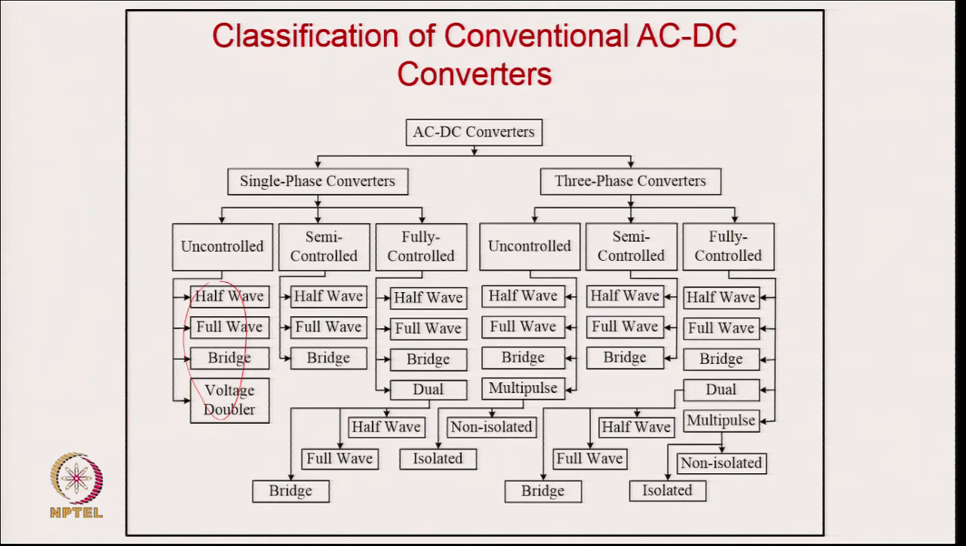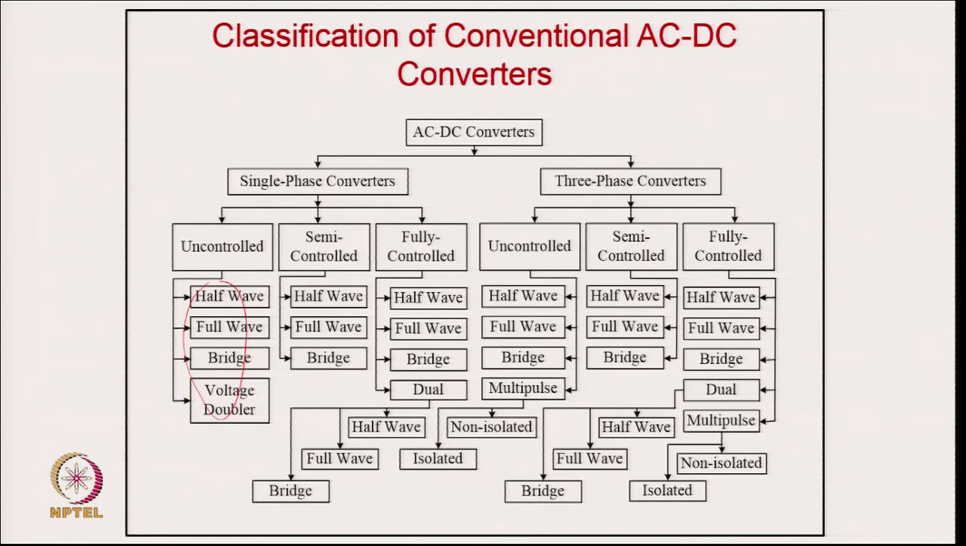Similarly, we have a classification for the conventional three-phase AC DC converter. For uncontrolled, typically again half wave, full wave, bridge, and here of course we have multiples also. Multiples can be isolated or non-isolated, because you might be using a transformer or you may not be using a transformer. When we have a semi control, you have half wave, full wave, bridge, but in fully controlled converters you have a further classification: half wave, full wave, bridge and dual converter, and then dual converter can be half wave, full wave and bridge, and then you have multiples which can be non-isolated or isolated.